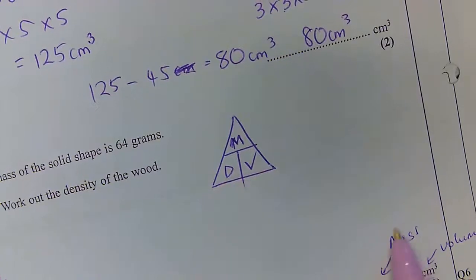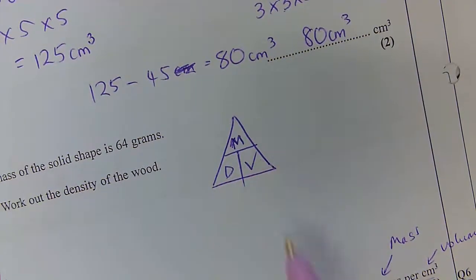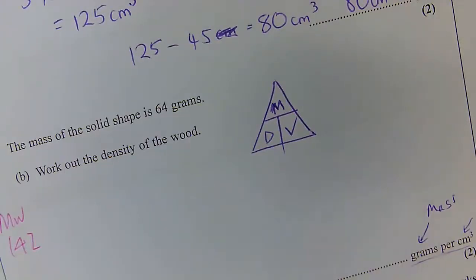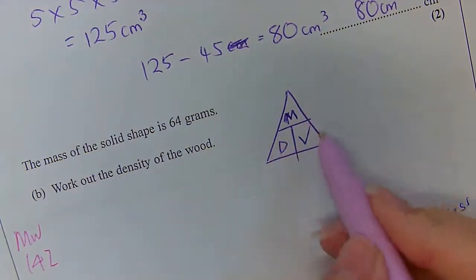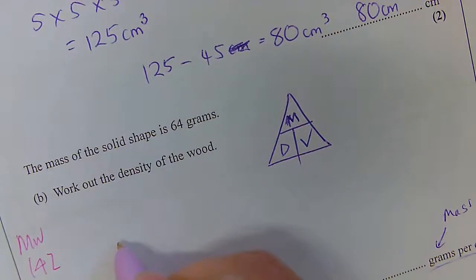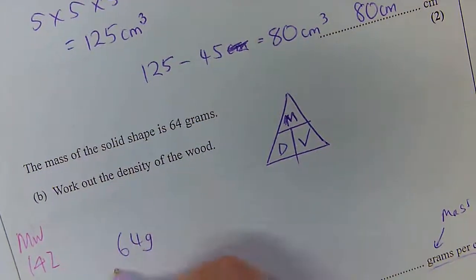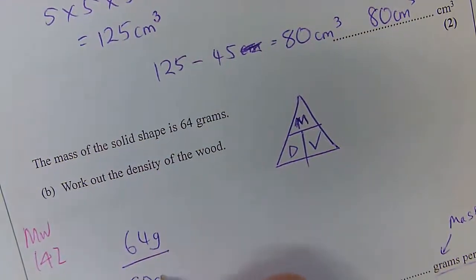Density is mass divided by volume. Mass divided by volume. So if you forget it in the exam, you should be able to draw your own triangle. Okay, work out the density. Density is mass divided by volume. Mass is 64 grams, divided by volume is 80 centimetres cubed.